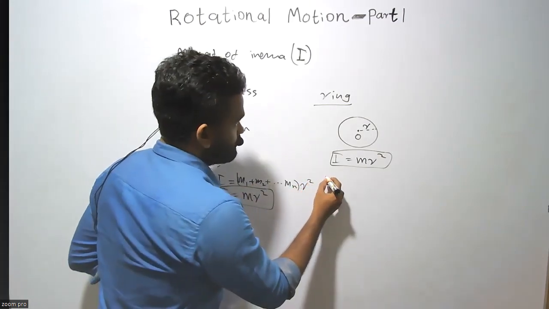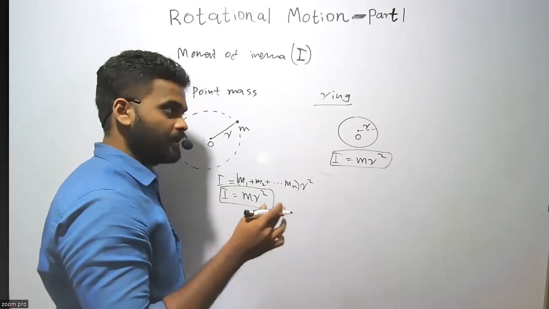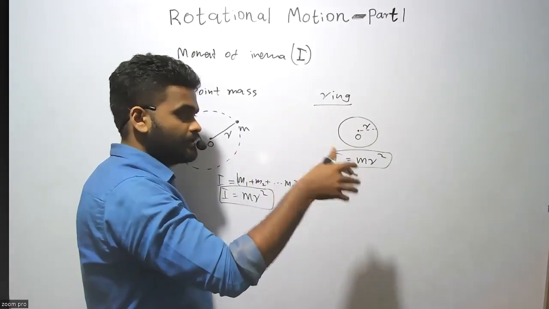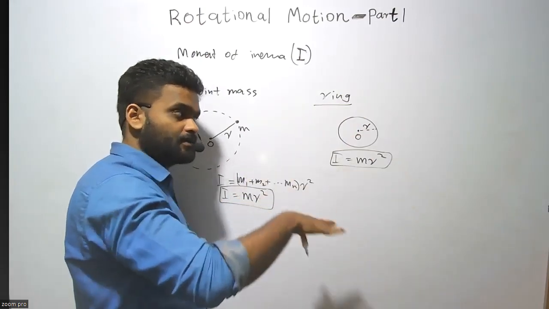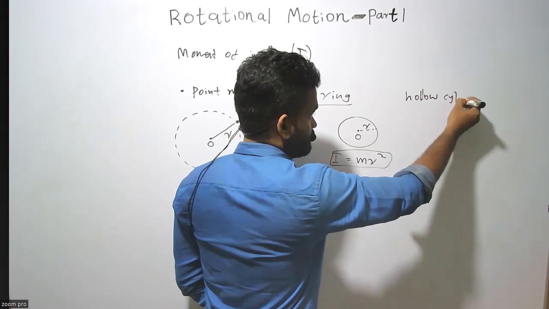Then you can think about a hollow cylinder. Hollow means there's nothing in the middle, right? Everything is at the crust. Let's say a hollow cylinder.